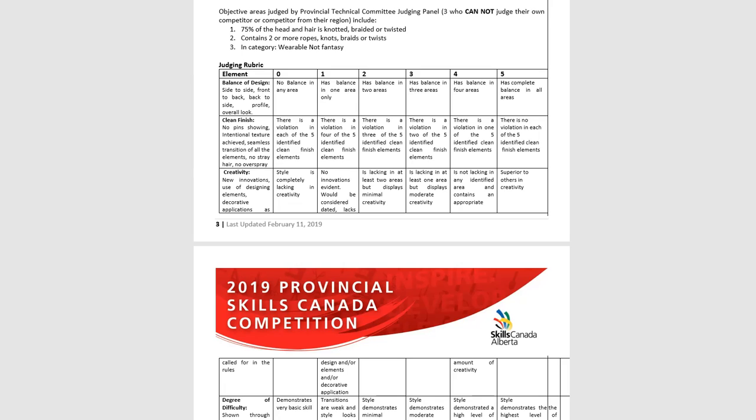To score a 0, they would have no balance in any area. To score a 1, they would have balance in only 1 area. 2, balance in 2 areas. 3, balance in 3 areas. 4, balance in 4 areas. 5 has complete balance in all areas.